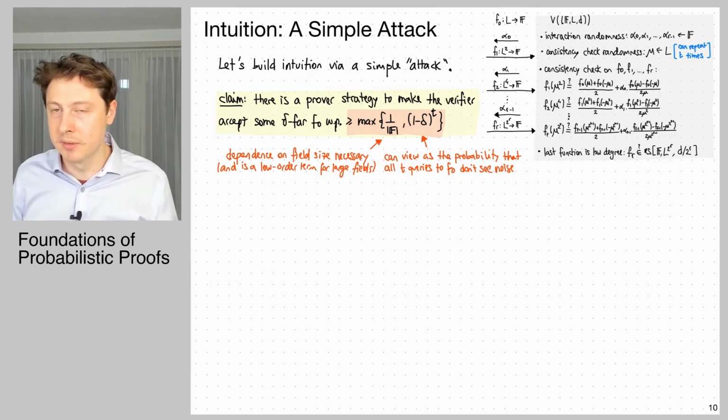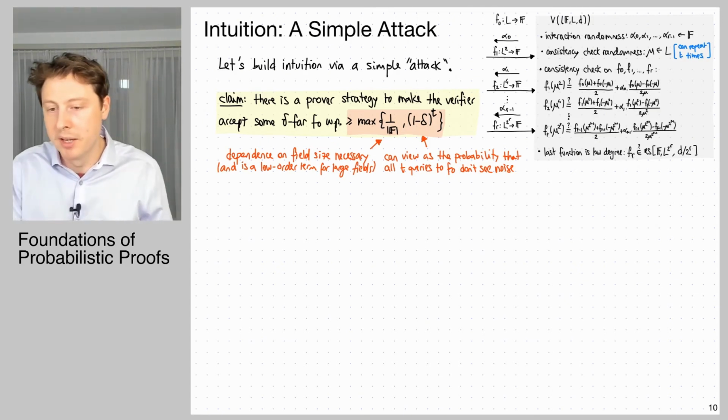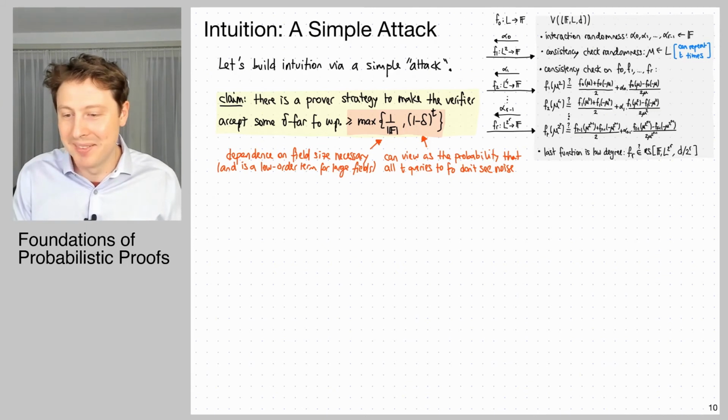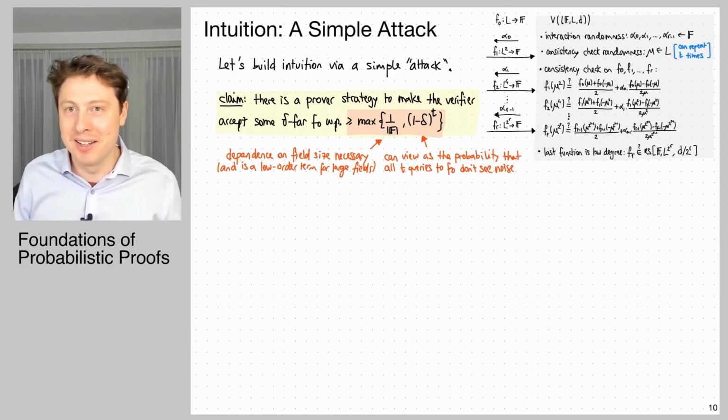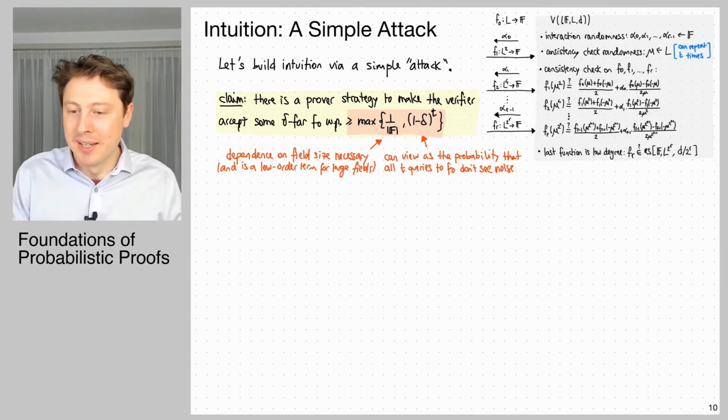Does that make sense? This should look like a natural type of attack. In particular, you cannot expect some very small quantities, like you're not asking too many queries to f0. If you can't see the noise, then you can't catch anything later on. So, let's talk about it.